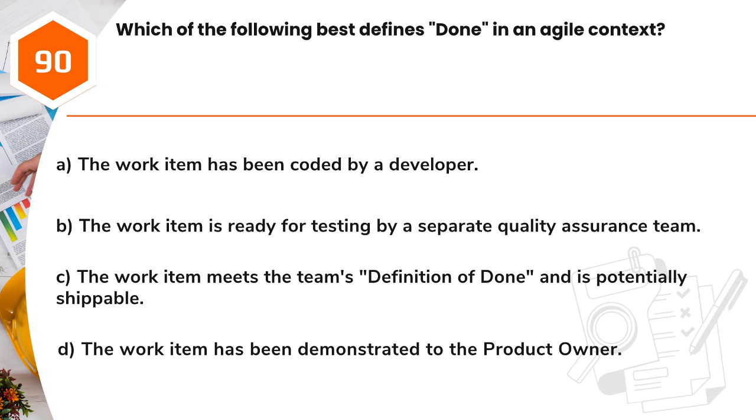Question 90. Which of the following best defines done in an Agile context? A. The work item has been coded by a developer. B. The work item is ready for testing by a separate quality assurance team. C. The work item meets the team's definition of done and is potentially shippable. D. The work item has been demonstrated to the product owner.